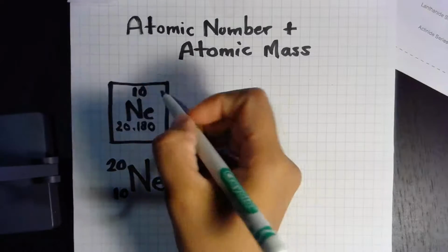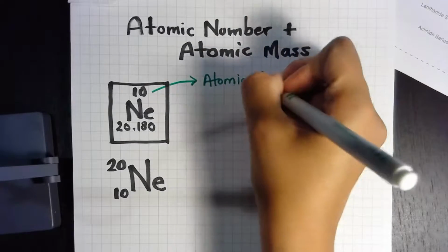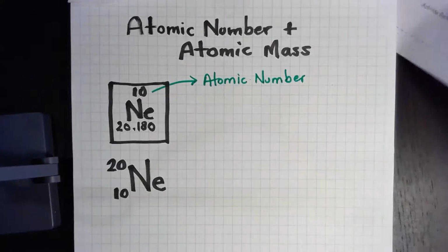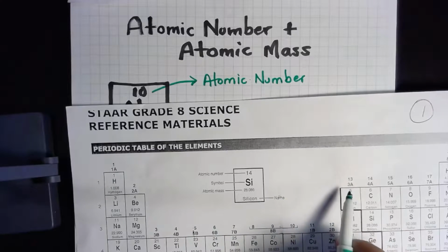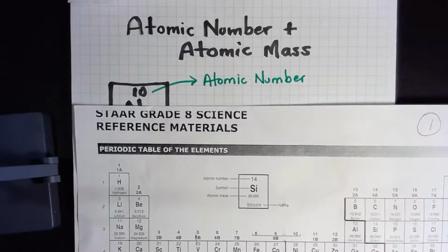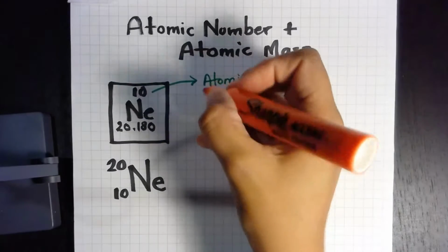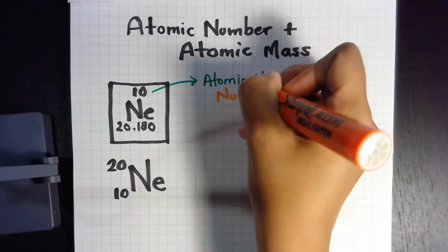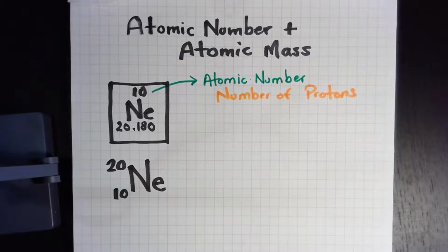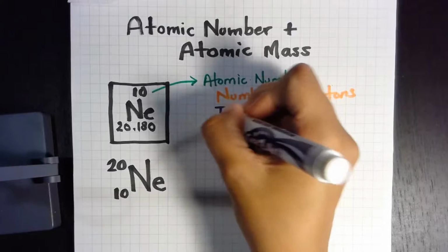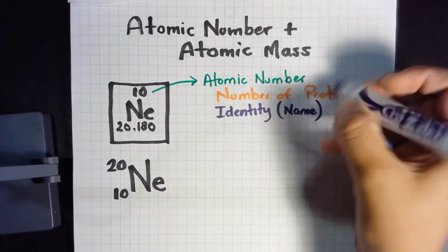So the number on top in the periodic table is going to be your atomic number. Every element in the periodic table has a different atomic number. See, 3, 4, as we move across 5, 6, 7. This atomic number is unique to each element. And the atomic number tells us the number of protons in the nucleus of an atom, and it also tells us the identity or the name of the element of the atom.